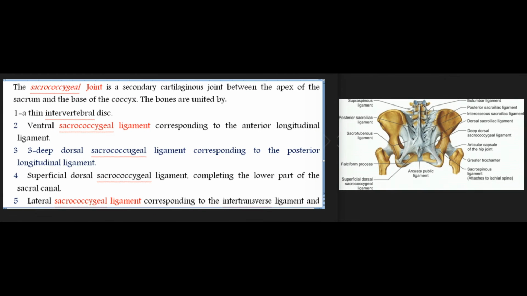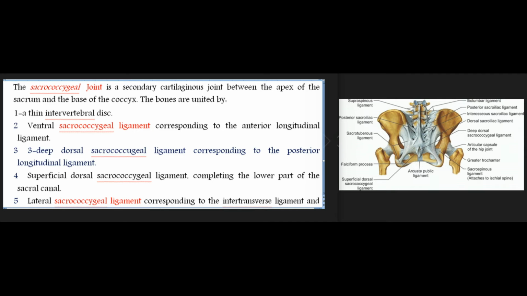4. This region is subject to a number of variations which give rise to symptoms of backache. These are, a. Sacralization of the fifth lumbar vertebra. b. Lumbarization of the first sacral vertebra. c. Spina bifida. d. Spondylolisthesis, etc.